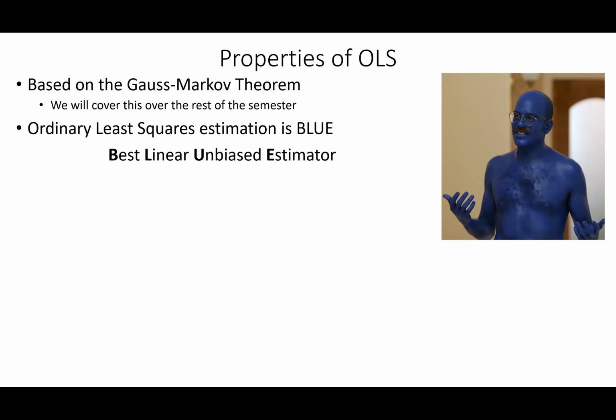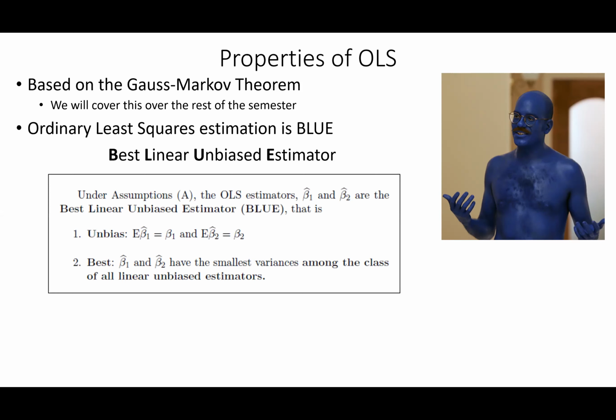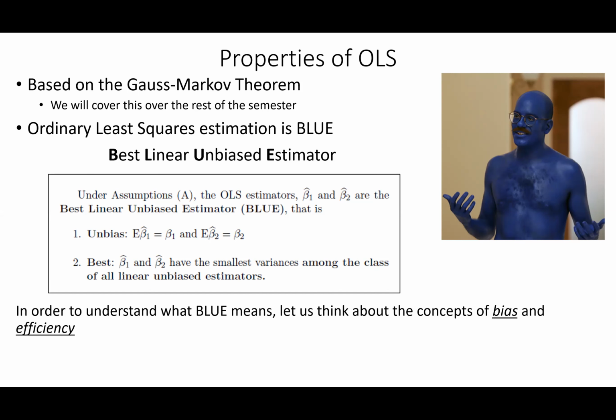Now that leaves us with B for best and U for unbiased. And here, the best way to start understanding what best and unbiased mean is to really start by thinking about the concepts of bias and efficiency. So to do this, I'm going to switch from our PowerPoint to a whiteboard.